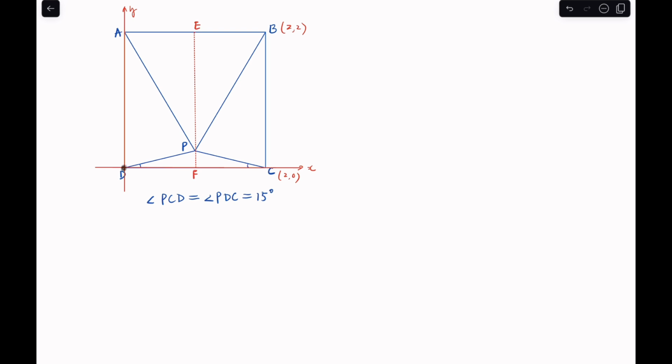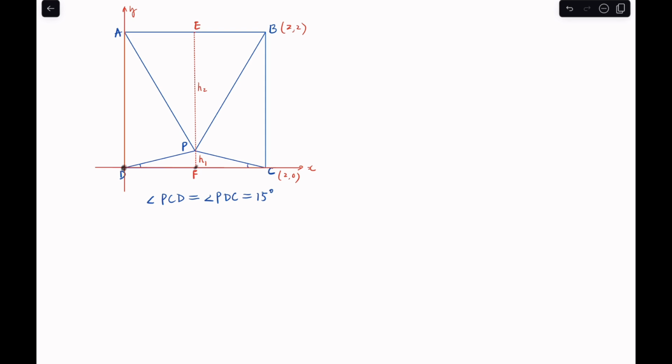And we have this vertical line here, EF. We know that the position of F here is (1, 0). Right? So we need to find different quantities here: what is the height of PF, we're going to call it H1, and what is the height of PE, which is H2.